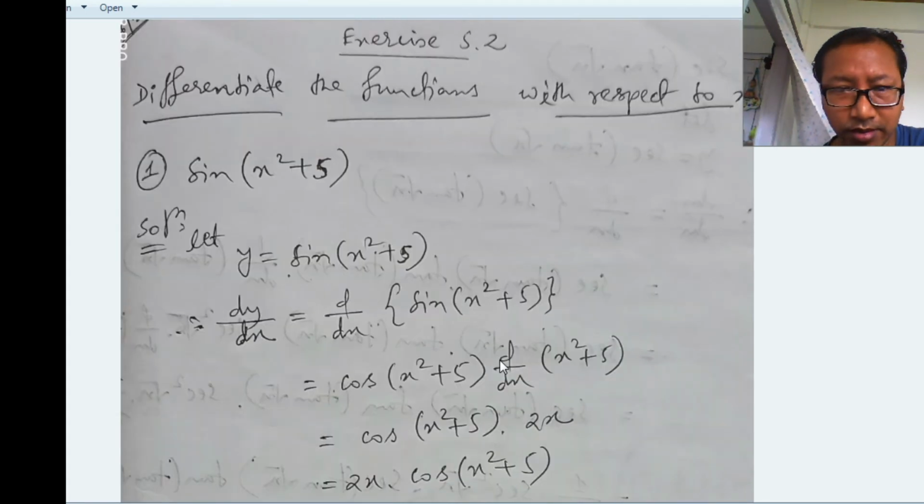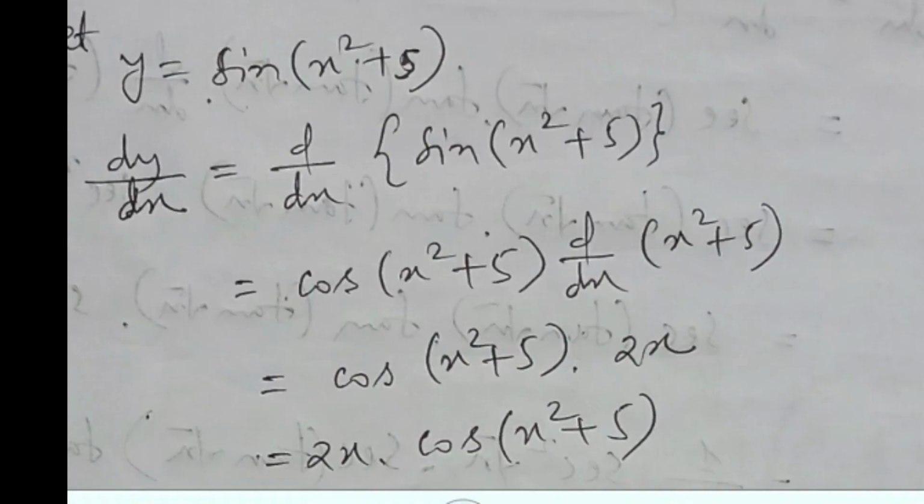Next, from exercise 5.2, differentiate the functions with respect to x. It is sin of x square plus 5. You can notice here that there are two functions involved. That means it is a composition of two functions. One is sin x, the other is x square plus 5. Let us take this x square plus 5 as t or whatever it may be. It is not that we have to take only t. We can take u, v, w, anyone we can take, even z also, no doubt.